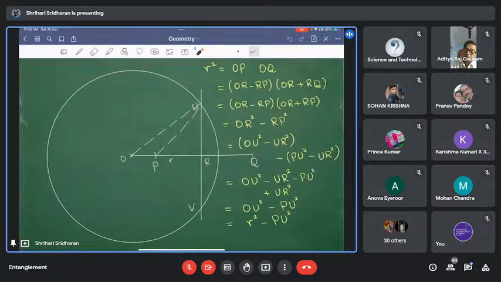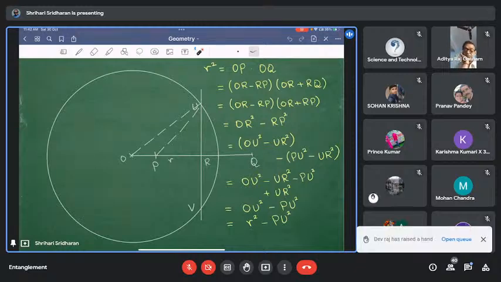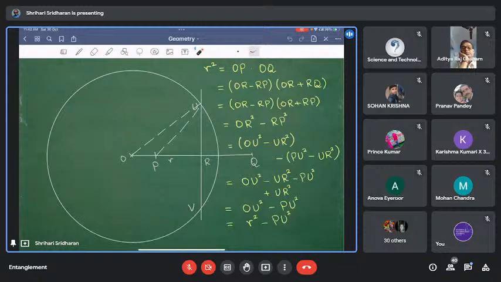Now, what have we obtained? The left-hand side has the R squared. The right-hand side has the R squared minus PU squared. I can cancel out the R squared on both sides of the equation, and I have PU squared equal to 0. If my PU squared is 0, it means the same as my PU being equal to 0.